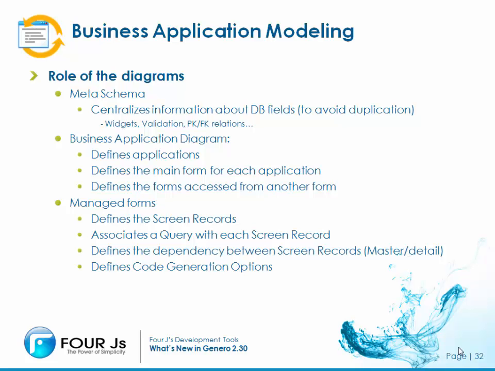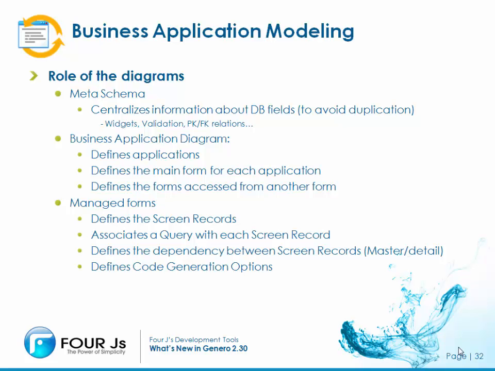Within the business application model, there are various diagrams that you'll see are used in Studio. We'll look at each of these in the demo, but briefly, the meta schema provides a layer to centralize the schema attributes that may not be represented in the database. For example, the primary and foreign key relations, default widget types, etc. can be centralized as a part of this meta schema layer.